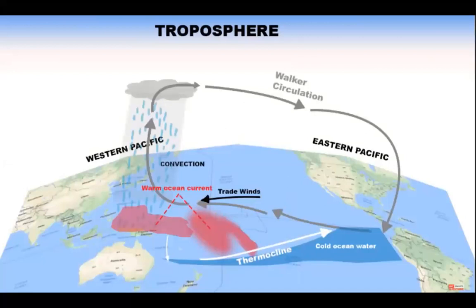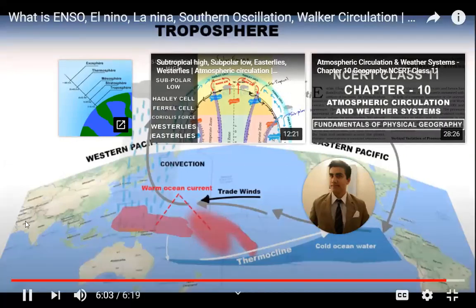The western Pacific region of Australia, Indonesia, New Zealand gets heavy rain storms. The effect of La Nina is more on these countries than El Nino. So El Nino is a warm ocean current and La Nina is a cold ocean current. Remember that. So this is all about the ENSO.